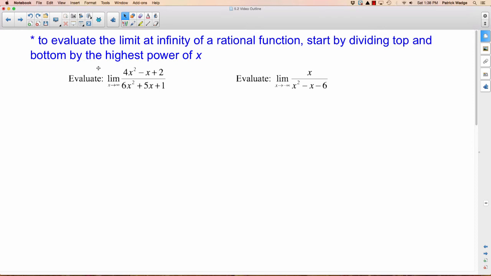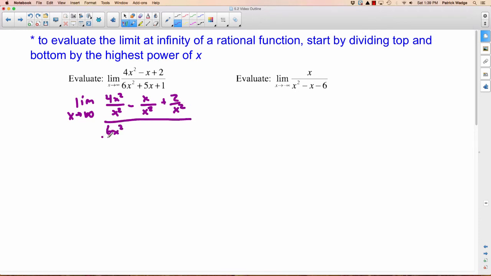Start by dividing the top and the bottom by the highest power of x. So here we have x squared, x to the first, x to the 0, I guess, x squared, x to the first, x to the 0. So what we're going to do is divide every single one of the terms by the biggest one. What's the biggest one? x squared. So we're going to have the limit as x approaches infinity of 4x squared over x squared minus x over x squared plus 2 over x squared, all divided by 6x squared over x squared plus 5x over x squared plus 1 over x squared.